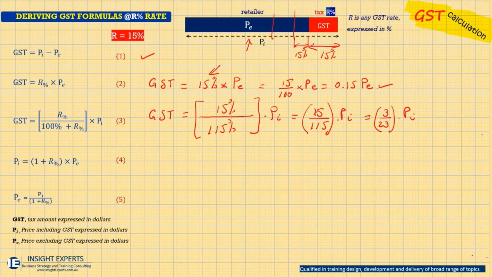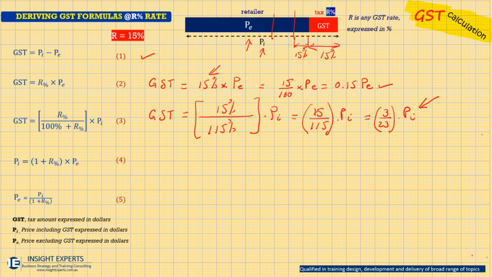So really, from a tax point of view, the taxman this time, instead of asking the retailer to take 15% of the retailer recommended price as per formula 2, is telling him, as per formula number 3, I want you to give me 3 over 23 of the total amount collected from the customer. So if the customer pays an amount of PI, then the GST amount becomes 3 over 23 of that. And that's what formula number 3 is all about.